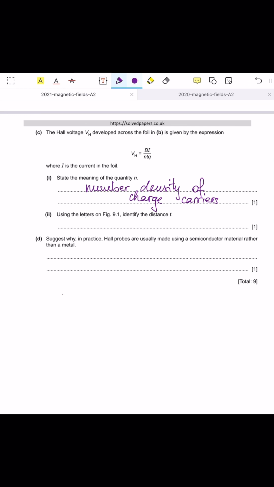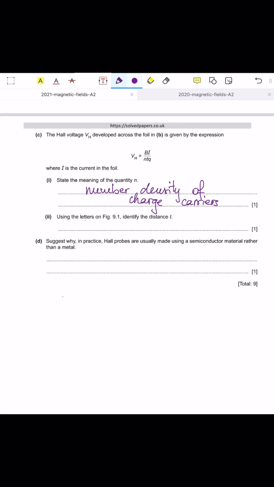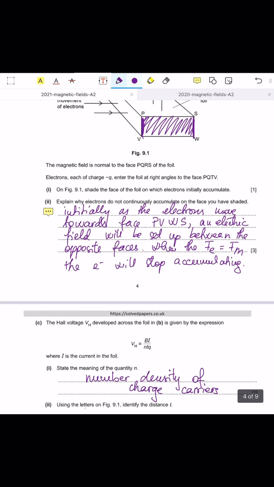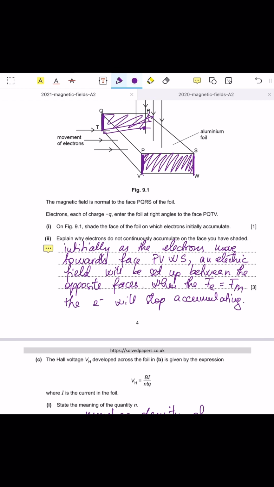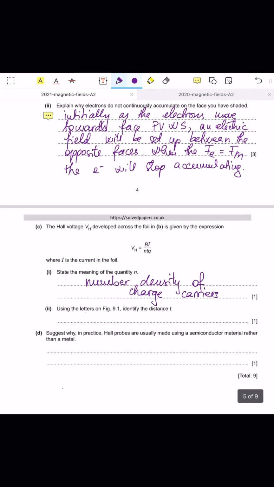The next question asks you to identify the distance t using the letters on figure 9.1. If you don't remember, t is the thickness of the foil. So if we go back to figure 9.1, we see that thickness t is given by the distance PV or SW or QT. You can write any of these distances. I am going to write PV. So PV is the thickness of the slice.